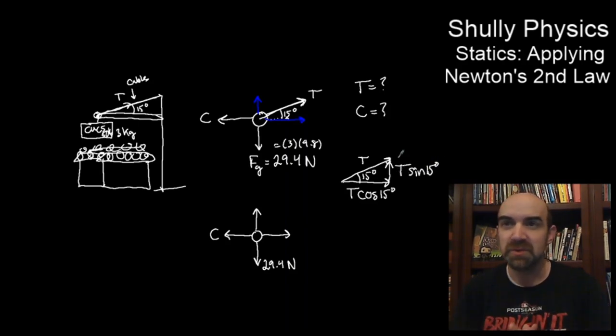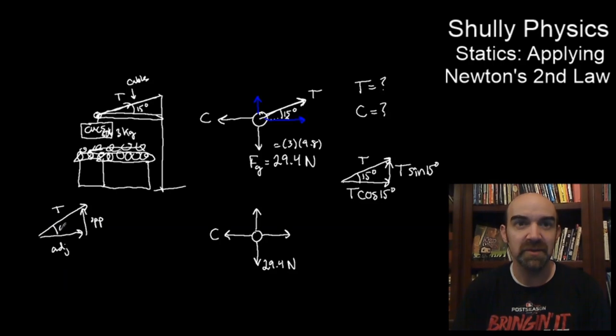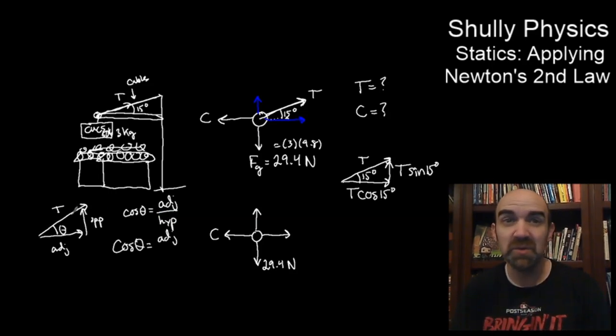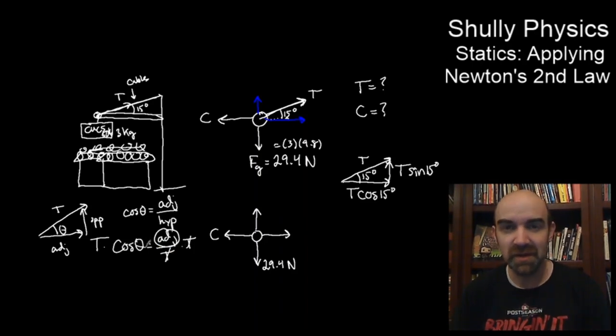Now if you're going, Sholi, what the heck did you just do? Well, it's coming back to a little bit of trig. If we're looking for the adjacent side of a right triangle, and the opposite side given an angle, then recall that the cosine of an angle is equal to the adjacent side length divided by the hypotenuse. So in this case, what would that look like? The adjacent side is what we're looking for. The hypotenuse turns out to be the unknown tension T. So we're just going to leave it as T, the unknown. And when we multiply both sides by T to solve for what the adjacent side is going to be, the T's cancel on this side and we get T cosine of the angle.